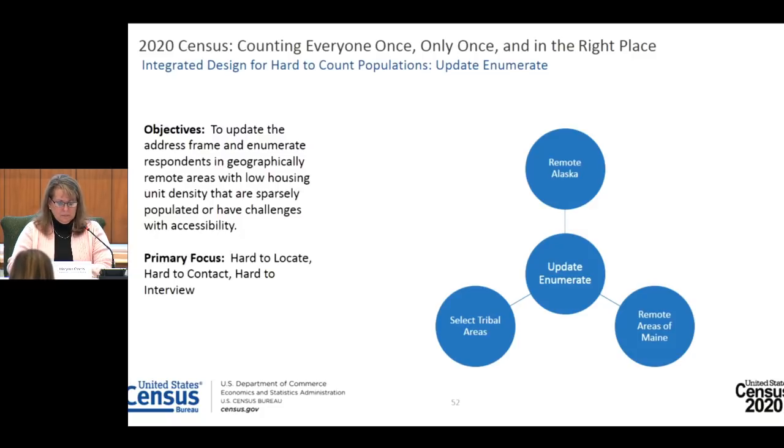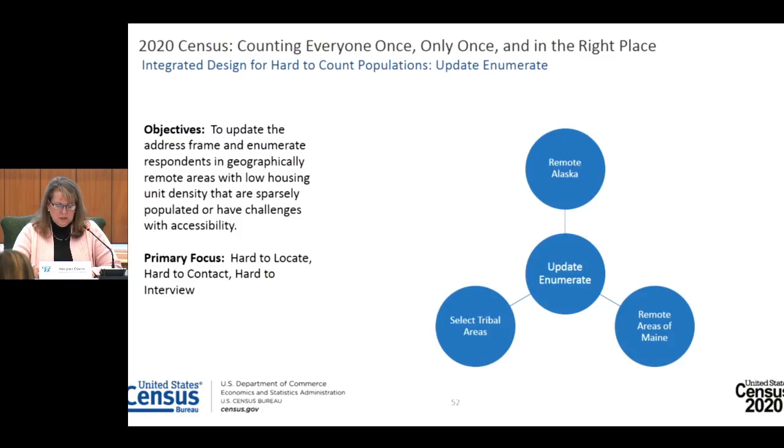Update enumerate. The update enumerate operation is designed to update the address frame and enumerate respondents in geographically remote areas with low housing unit density, are sparsely populated, or have challenges with accessibility. Update enumerate areas include remote Alaska, select tribal areas, and remote areas of Maine.